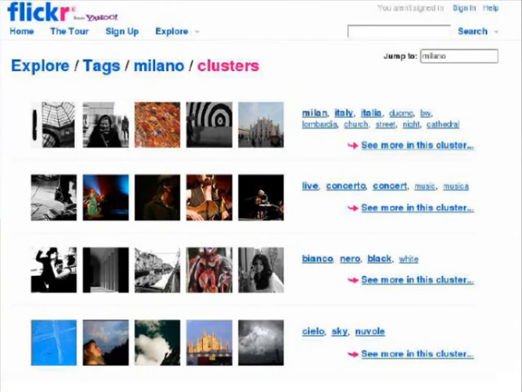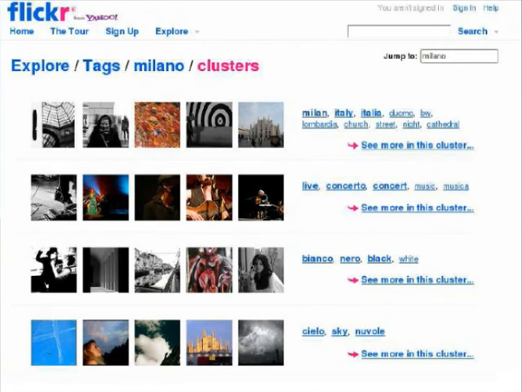And then you have one about music in Milano, so live, concert, concerto, music, musica, and so on. Also, there's something about photography, because it's black and white in both Italian and English. And then you have something about the nice sky in Milano. There's no image processing here, nothing. Only tag clusters. So you are using text clustering to infer the image clusters. And this works very well.